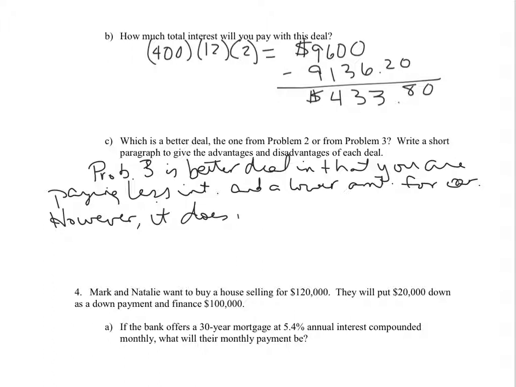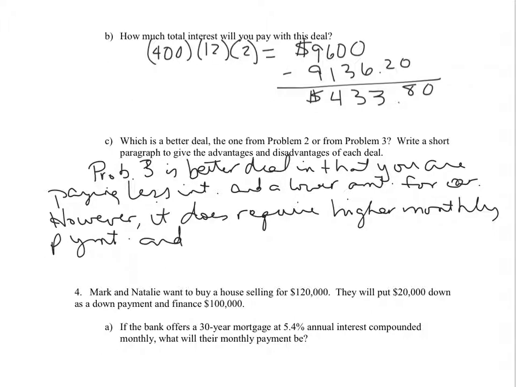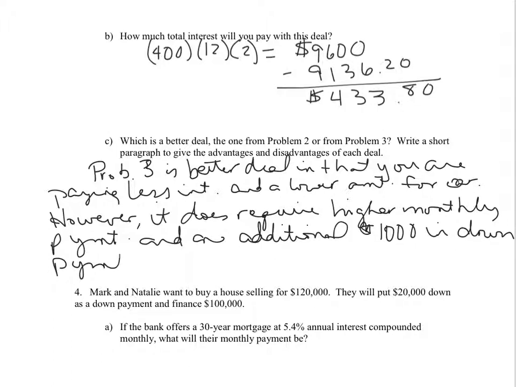it does require a higher monthly payment. That might be a problem for you. And an additional $1,000 in down payment. So there are factors to consider here. If you can't afford the extra $50 a month and you don't have the $1,000 to put down, then you might need to go with the first option.